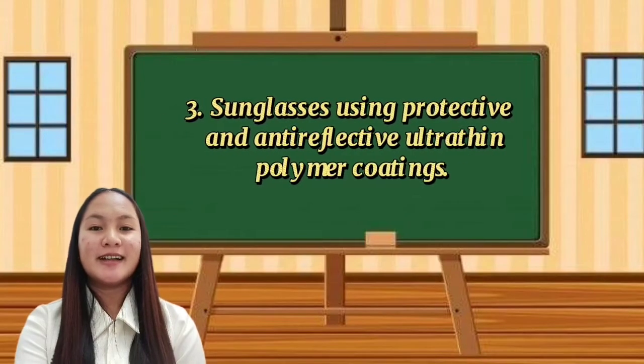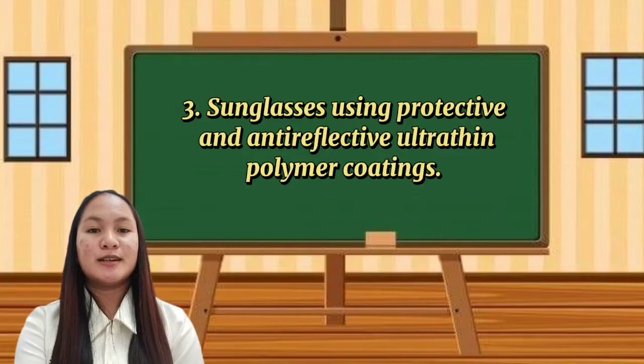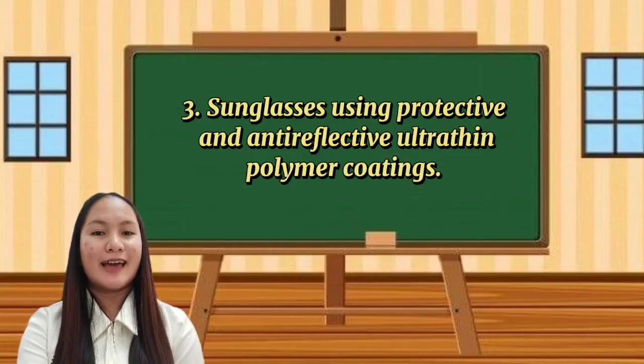Third, sunglasses using protective and anti-reflective ultra-thin polymer coatings. The films reduce the reflectance of light, and in the case of eyeglasses would capture more light, reduce glare, and also reduce exposure to ultraviolet light.